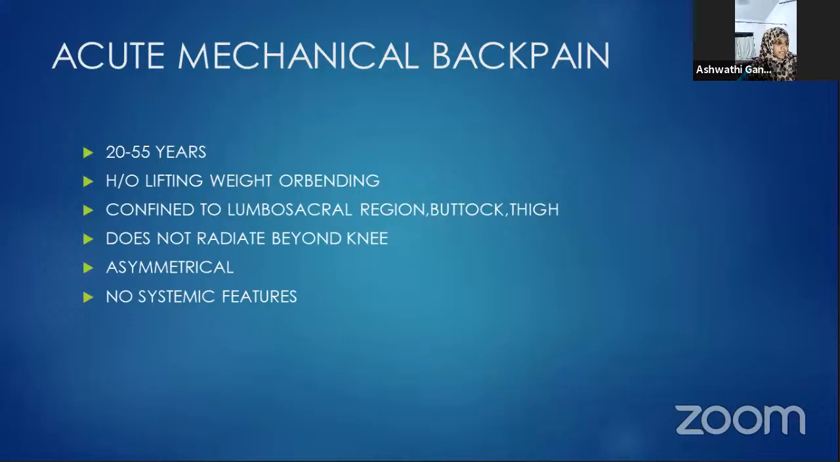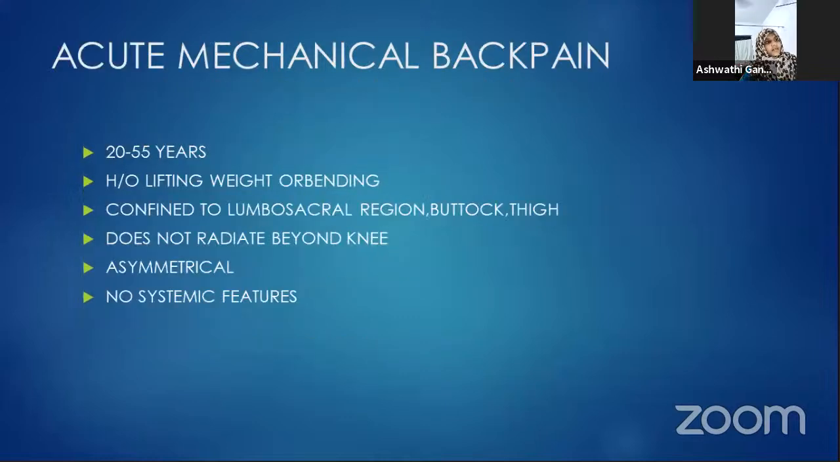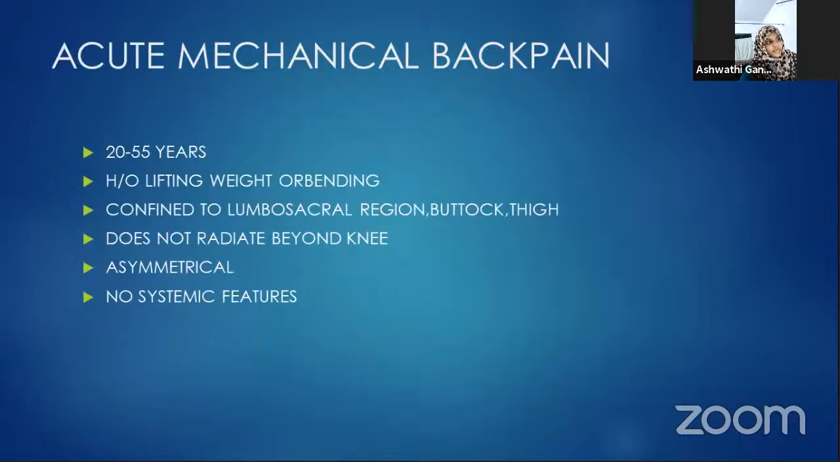The pain is always asymmetrical. The patient's main complaint will be back pain. Then there will be no systemic features. Then non-mechanical back pain, or inflammatory back pain, there will be morning stiffness in ankylosing spondylitis and so on. Then we have to rule out radicular signs.